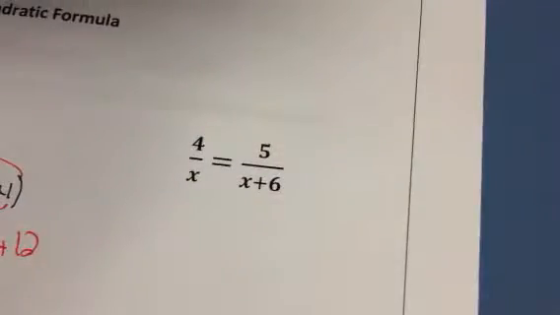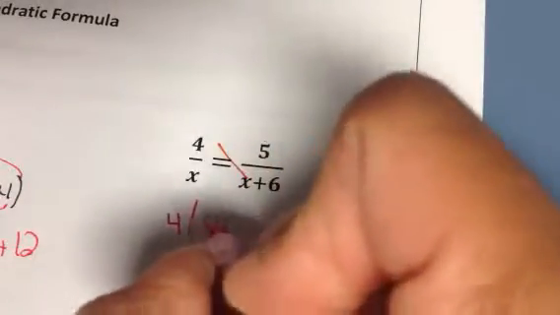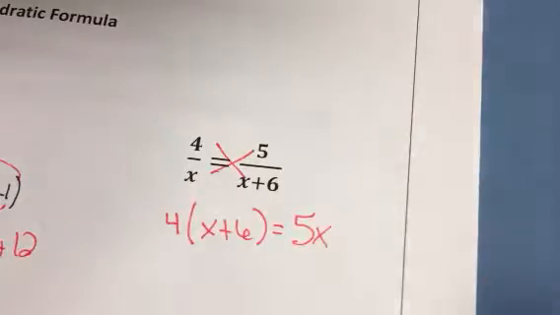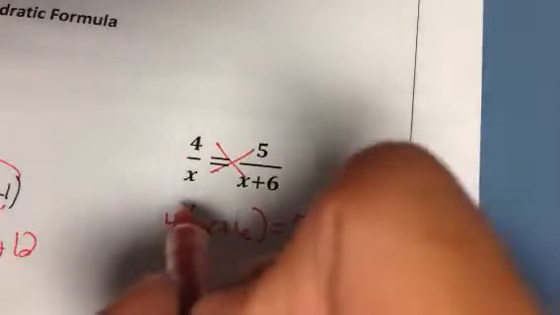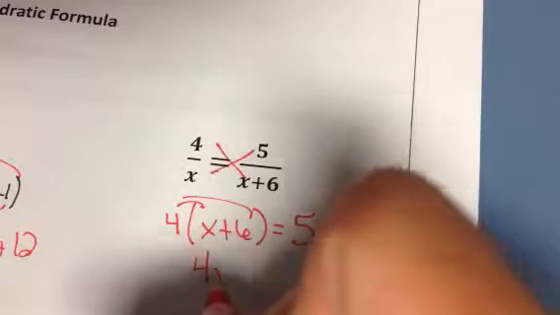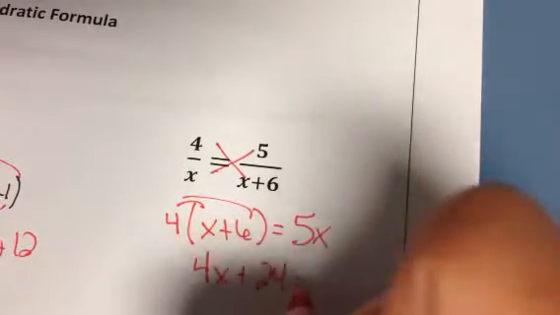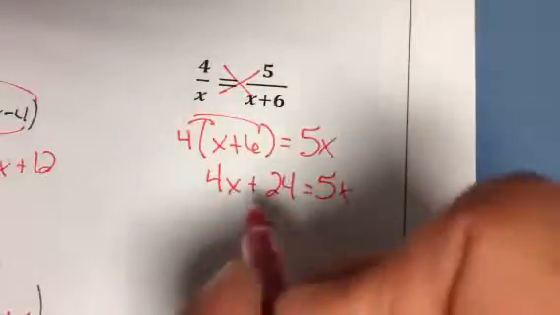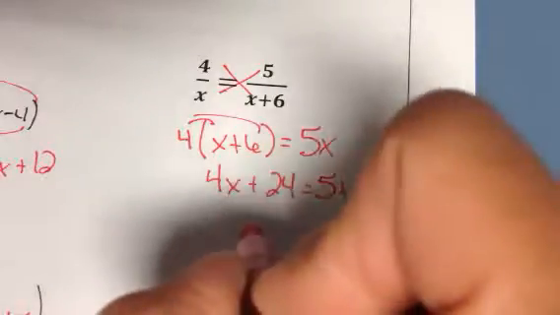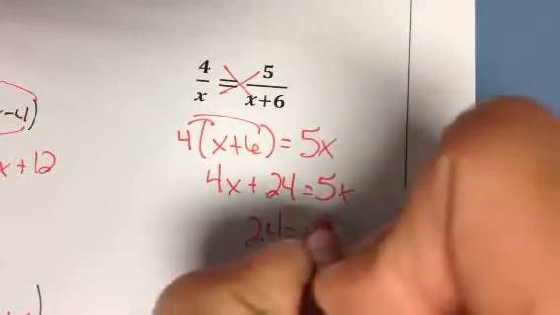Okay, so in this problem, again, one fraction's equaling another. I'm just going to multiply. So 4 times x plus 6, and then 5 times x. And here they're just the same type of x. I'm just going to distribute. This one's much easier than the other one. Same type of x, so I can just isolate x. So I'm going to subtract the 4x over. And then that's my answer.